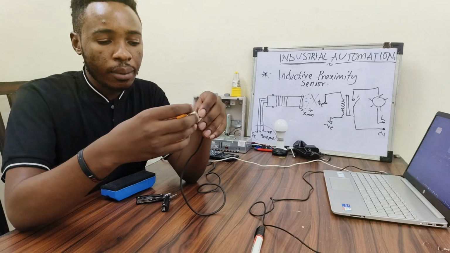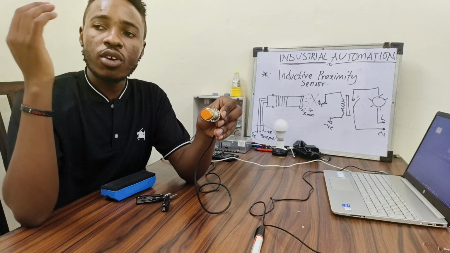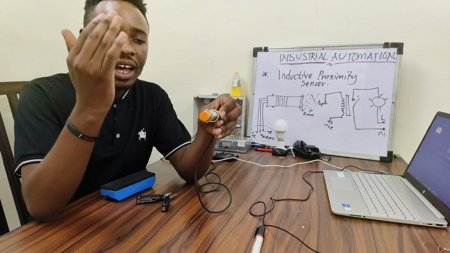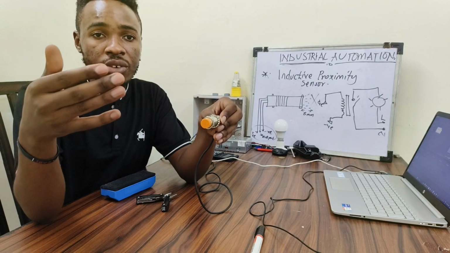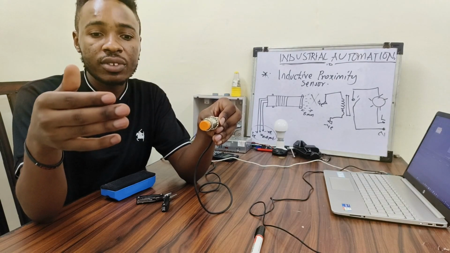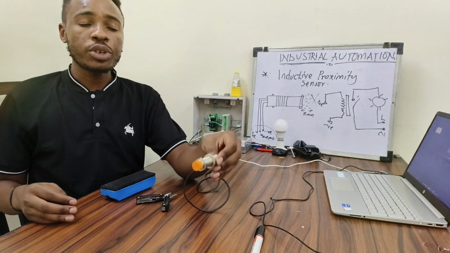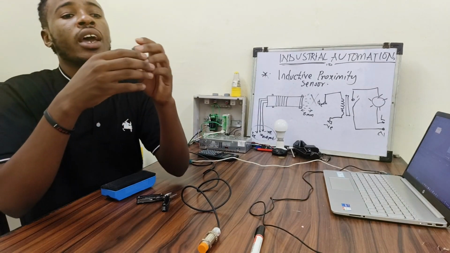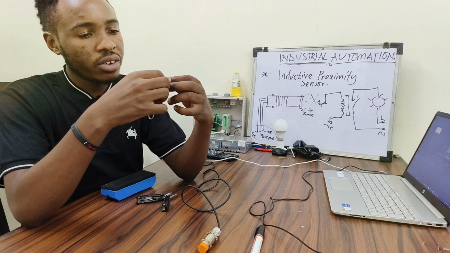So let's say there is a conveyor belt bringing boxes or any metallic thing, and it passes here. And remember, every sensor has a range of sensitivity. This one has a range of 0.8 centimeters, that's around 8 millimeters. It's a very small sensitivity area.